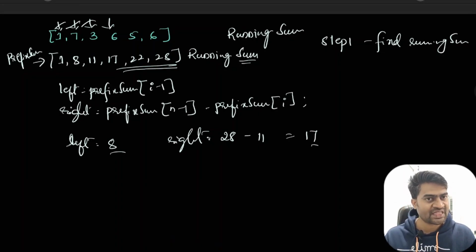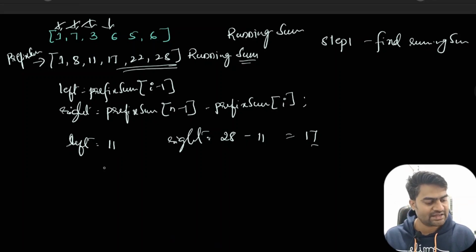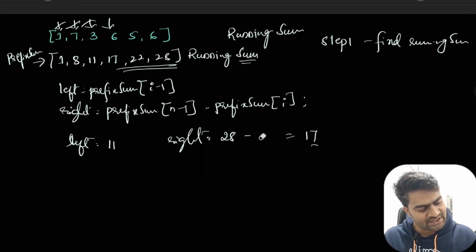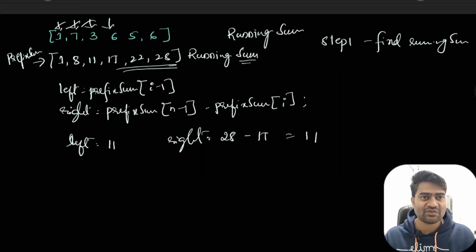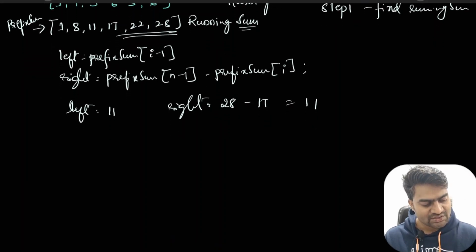Now if you see, when I'm at 6, my prefix sum will be 11, correct, right? Then this is going to be 28 minus 17, which is going to be 11. Now we found our pivot index, and we simply return that index. With that, let us look into the pseudocode.